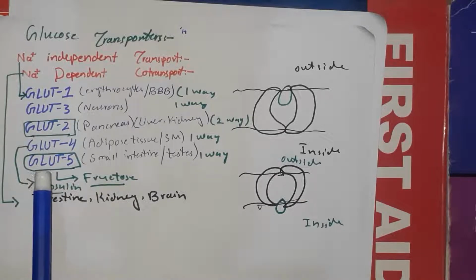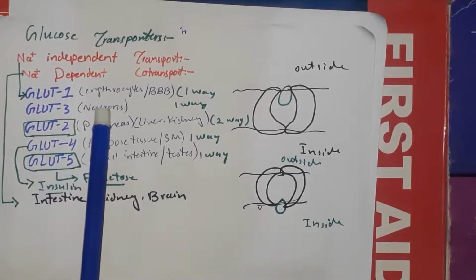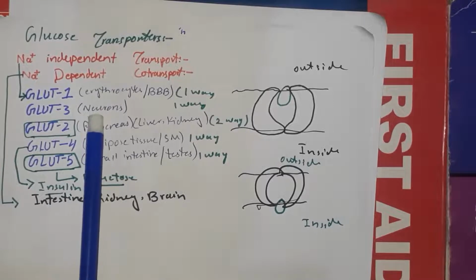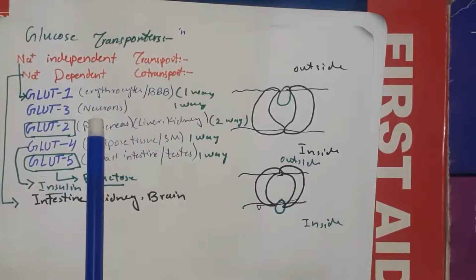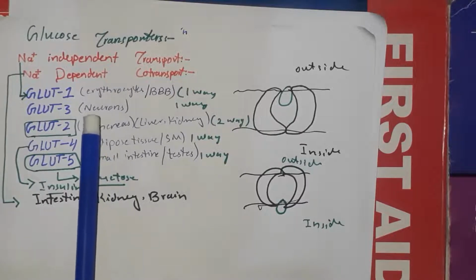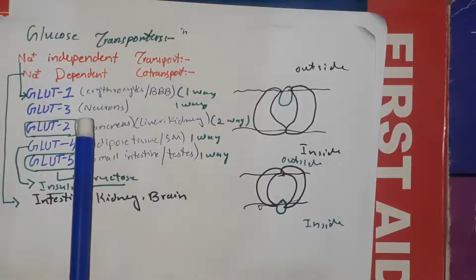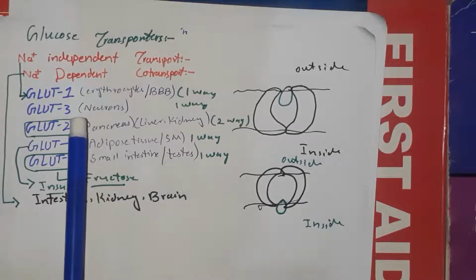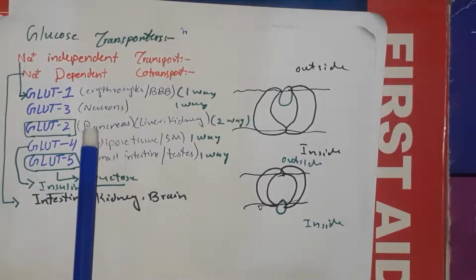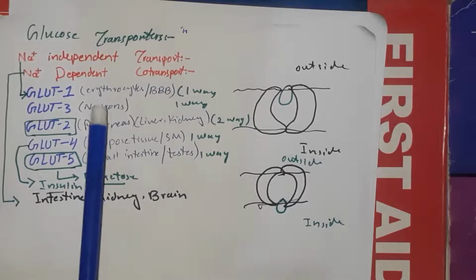And you can see here neuron GLUT3 is present, and it is not insulin dependent. If the transporter in neurons were insulin dependent, it could cause serious neurological consequences in diabetics, in which glucose level increases or there is too little insulin. So basically, the neuron transporter is insulin independent.